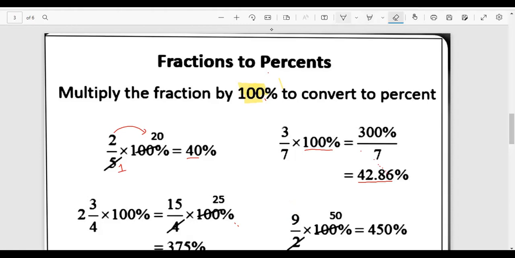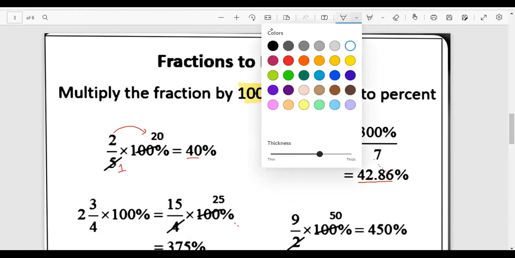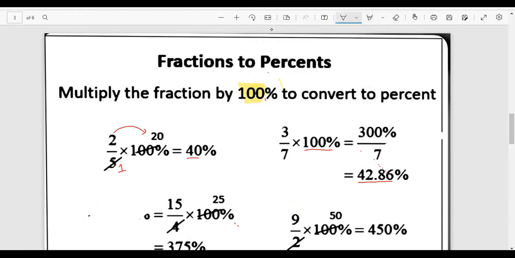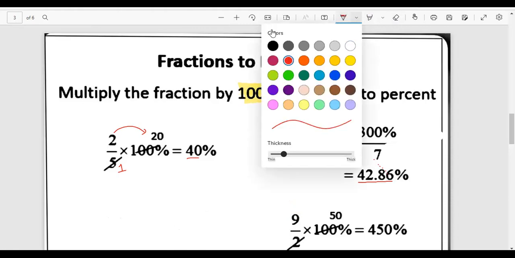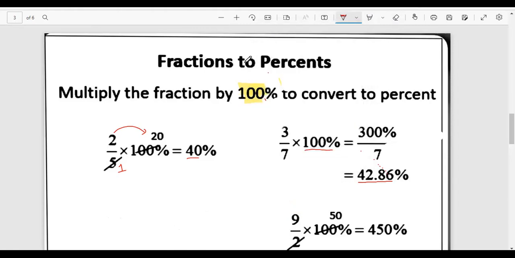Let me write down another example here. I'll be erasing this. It has some issue. Let me write down another example here and then I'll give you one question to do. All right, so let's talk about another one.